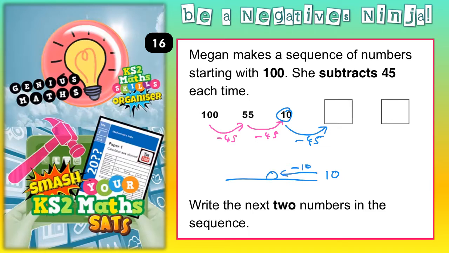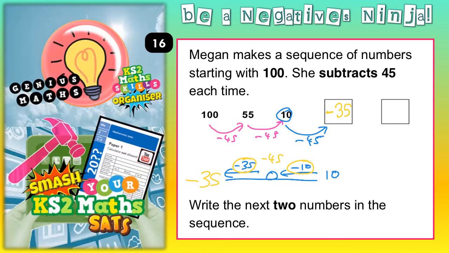We should always use 0 to help. But we've only gone down 10. We need to go down 45. So we need to go down another 35 because 10 and 35 makes 45 altogether that we need to be going down. So if we're on 0 and we go down another 35, we're basically going to be getting to negative 35, which is going to be the first box that we are looking for.